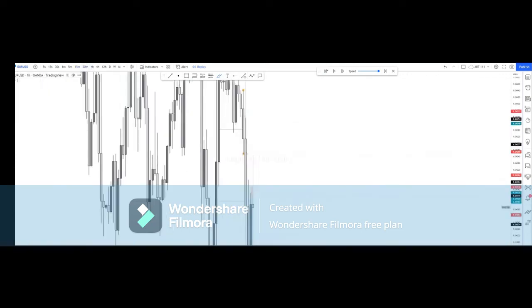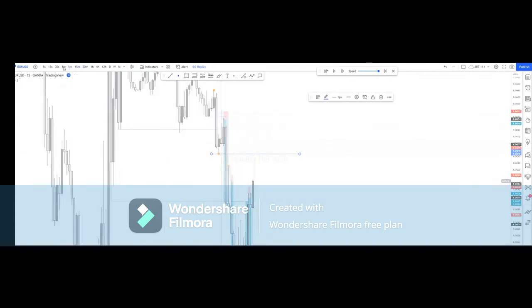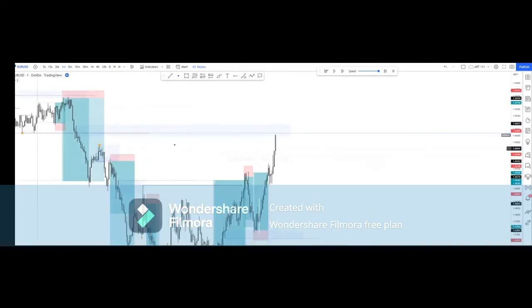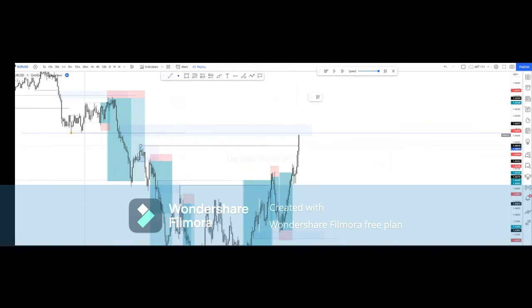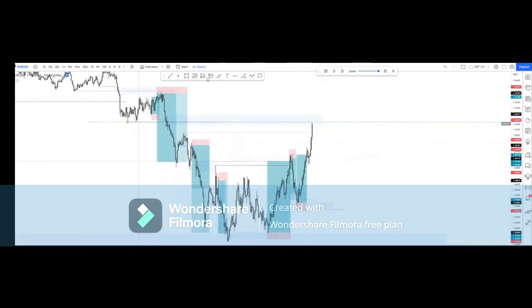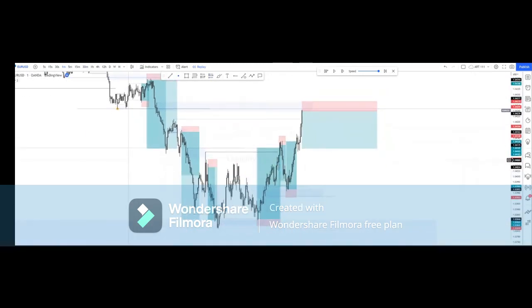Check the 1 hour. Yep. That's POI. And that lines up with this rejection block, drag across. So this becomes in-terms liquidity. Delete that. So I'm gonna take a short from here. It's 100% gonna drop from there now.